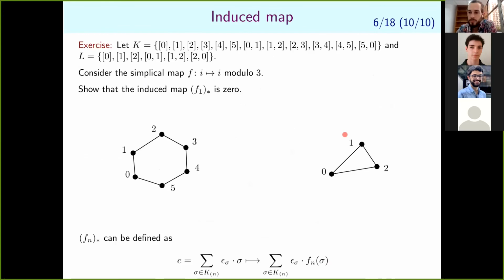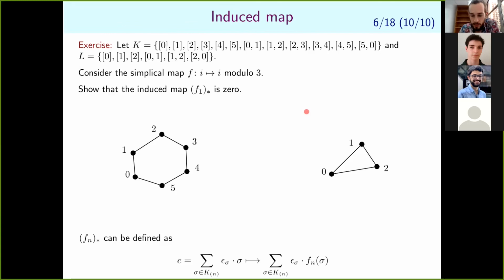Oh yes, some funny things may happen with induced maps. For instance, as an exercise for you, if I take this simplicial complex and I map it to the triangle modulo 3, so 0 is sent to 0, 1 to 1, 2 to 2, 3 to 0, 4 to 1, and 5 to 2, you can show that the induced map between first homology groups is zero. This is basically because you send the cycle to twice the cycle, twice itself. And as we are in Z over 2Z, twice something is zero. Well, recap.